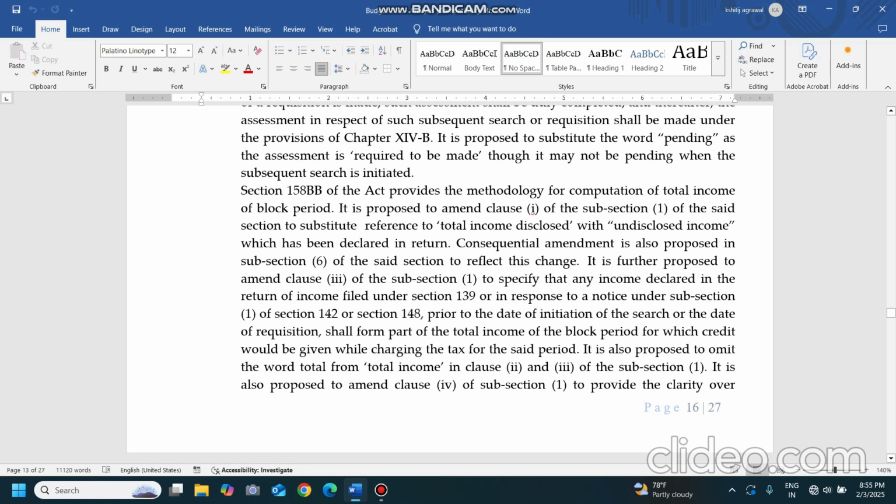Coming to section 158BB, it provides the method for computation of total income for the block period. Now, total income disclosed was the word used earlier over here. Now we will use the word undisclosed income, and all the income covered under the return filed under section 139(1) or under notice under 142 subsection 1 or any notice under 148 received, where we have filed the return. In those cases, all the income will be considered. Whatever we have disclosed should be considered and allowed as credit, and should not be treated as undisclosed income over here.